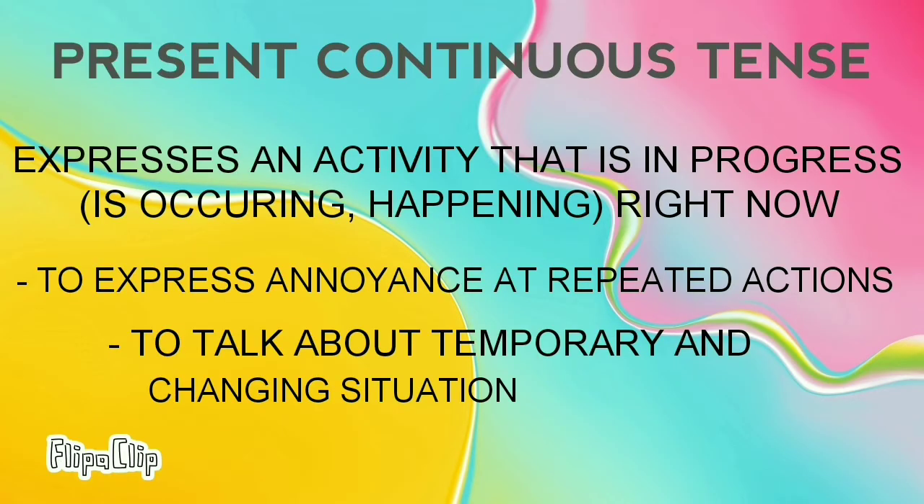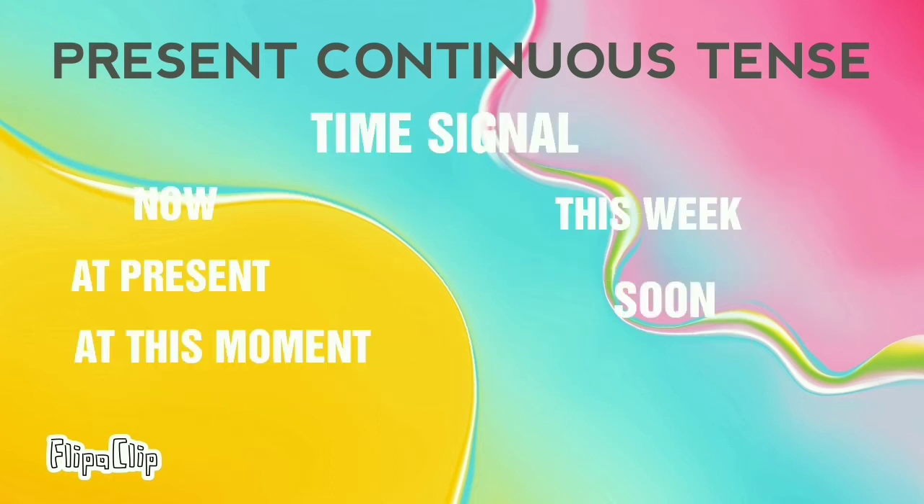Present continuous tense. Present continuous tense expresses an activity that is in progress, occurring, or happening right now, or to express annoyance at repeated action, or to talk about temporary and changing situations. The time signals of present continuous tense are now, just now, right now, at present, at this moment, today, tonight, this week, this month, this year, at this time, and soon.